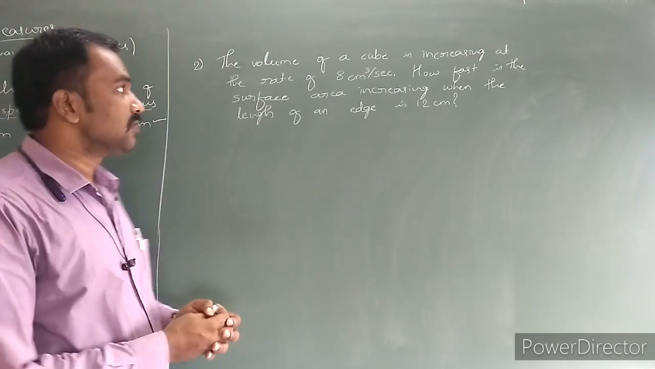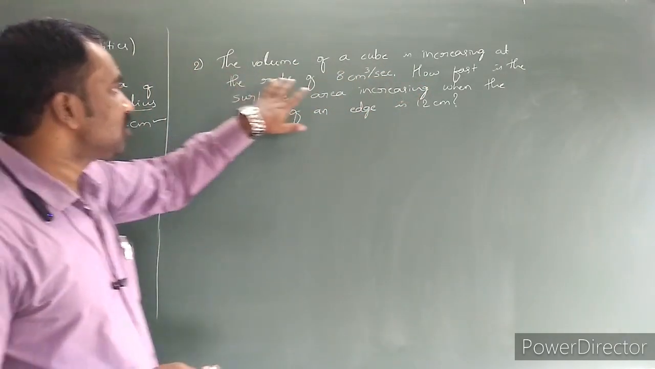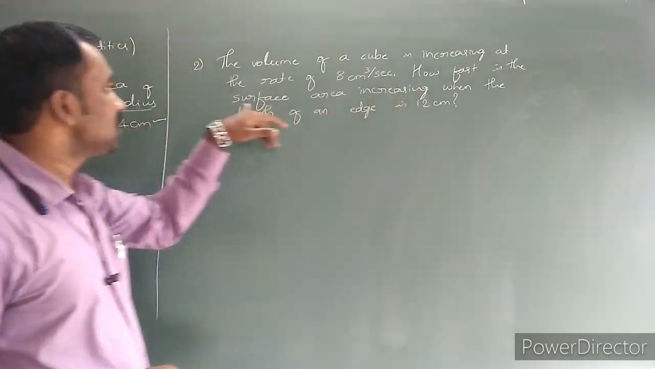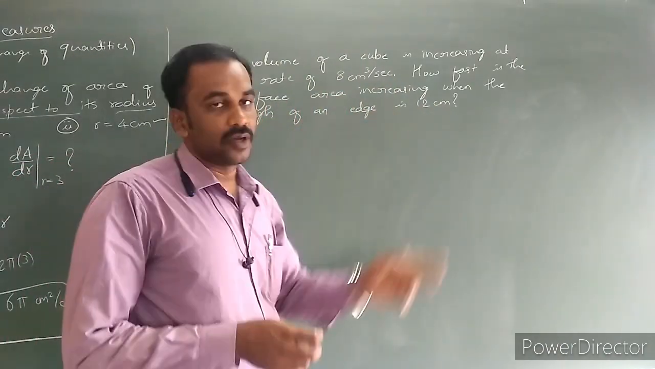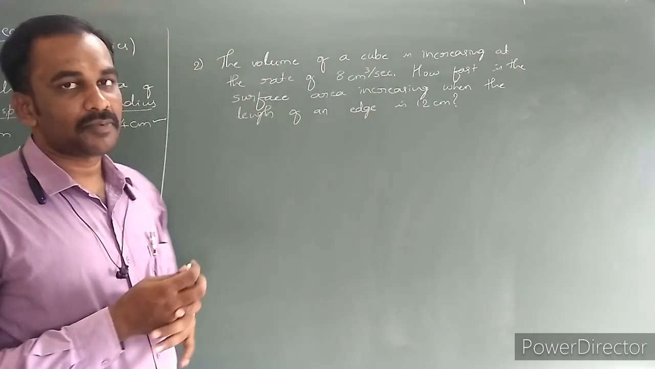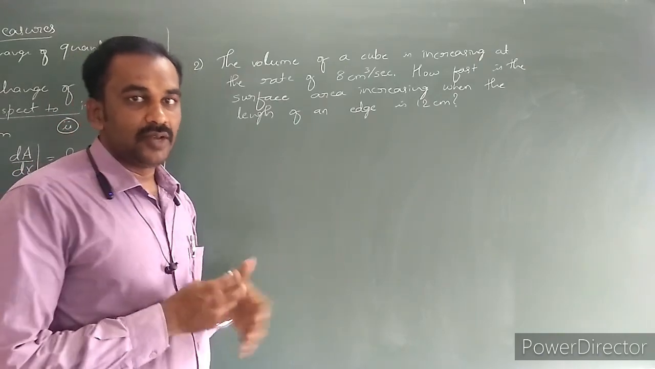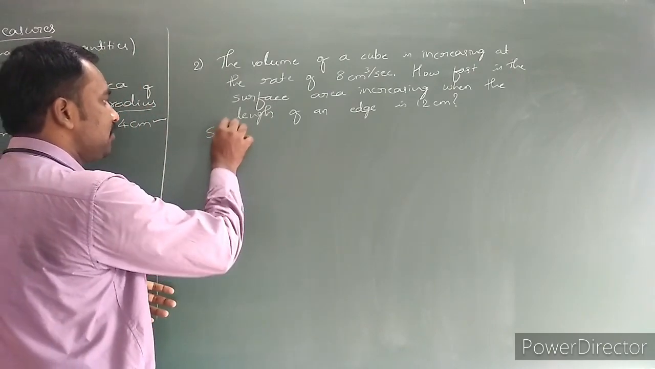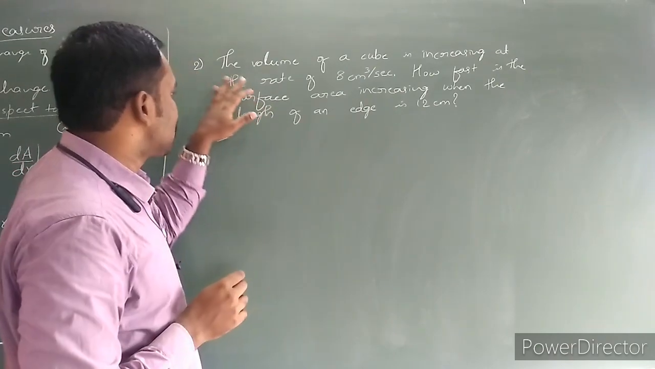Yes, the next problem: the volume of a cube is increasing at the rate of 8 centimeter cube per second. How fast is the surface area increasing when the length of an edge is 12 centimeter? The same type of problem was already solved previously, so you can pause the video and solve it, and later cross verify your answer. Now I directly begin the solution. I think no need to give explanation, so let us have a look.